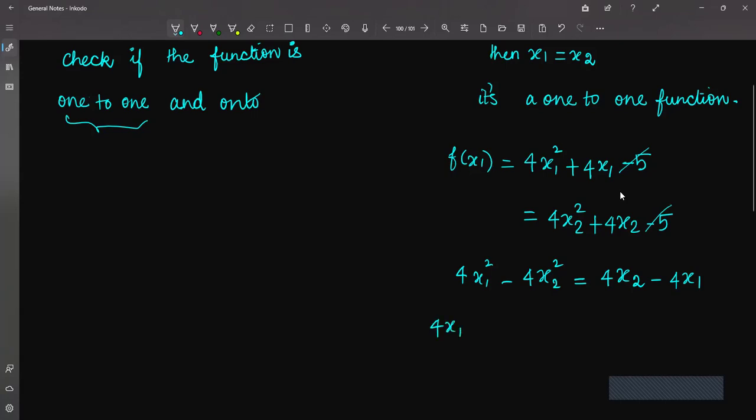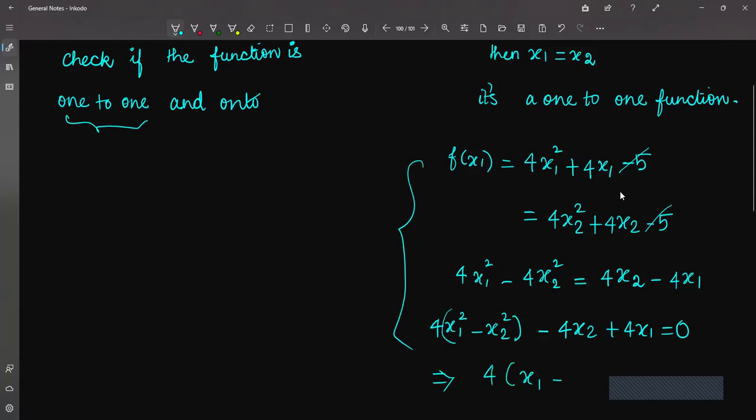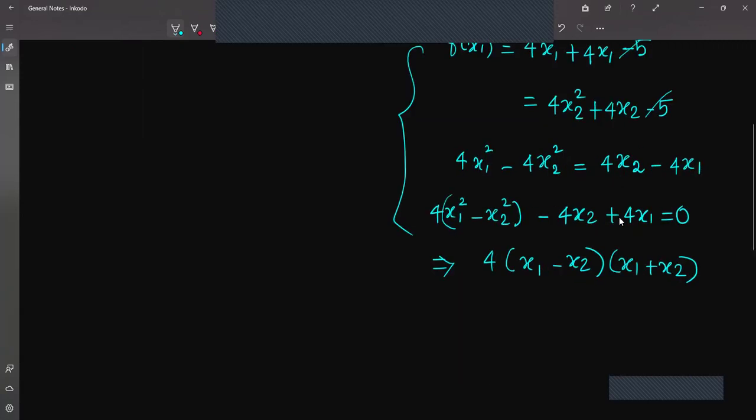So 4x1 square, we can take 4 as the common term out. So 4 into x1 square minus x2 square minus 4x2 plus 4x1 is equal to 0. If 4 is taken common, x1 square minus x2 square can be rewritten as x1 plus x2 into x1 minus x2. And from the next two terms, we can take another 4 common, and this can be written as 4 into x1 minus x2, that is equal to 0.